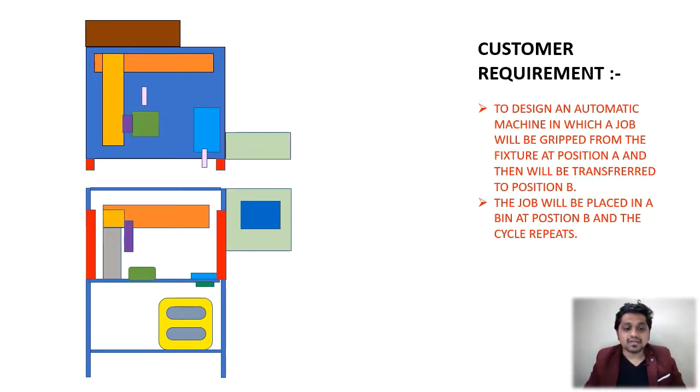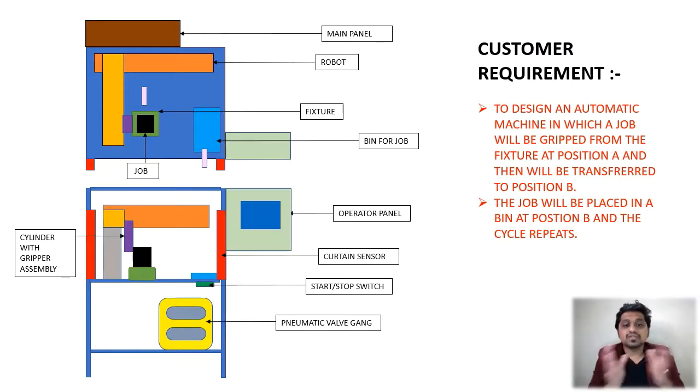Then I have a start stop switch over here. In order to start the machine, I will require some kind of switch, so I considered its position. And then this is my job, right? It will be placed on the fixture, and this robot will be carrying it to and fro. So this is all I have created with my initial thinking, on the basis of these requirements from the customer, right?